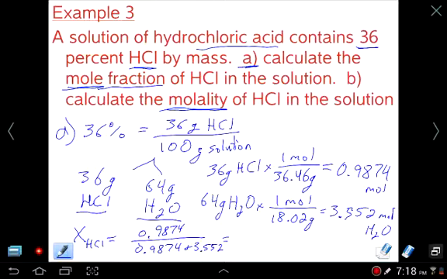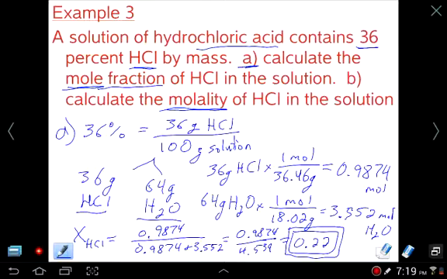So we got essentially 0.9874 over 4.539 for the total, and we get 0.9874 divided by 4.539. That gets us 0.2, because we have 2 sig figs, 0.22 for our mole fraction. This is our final answer, essentially.